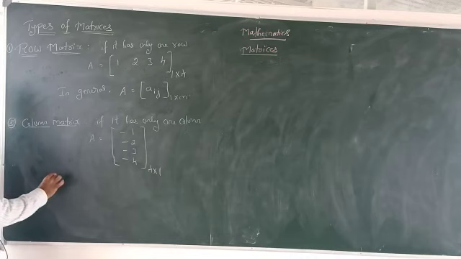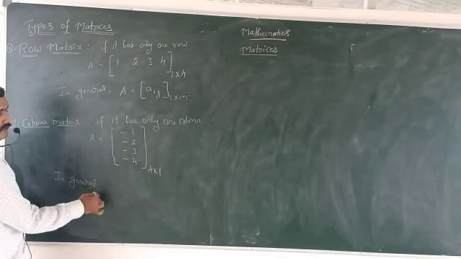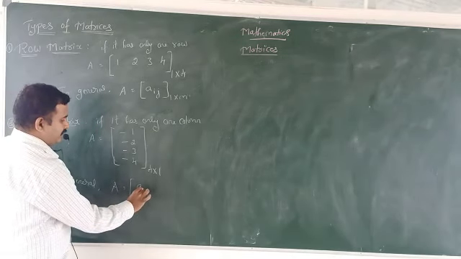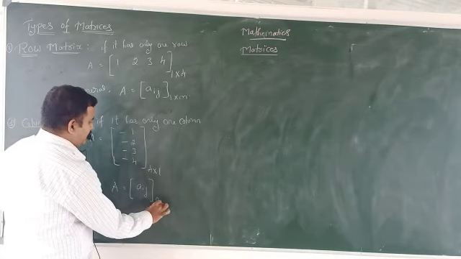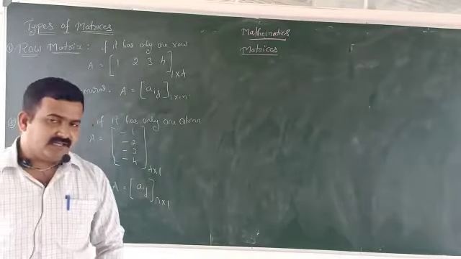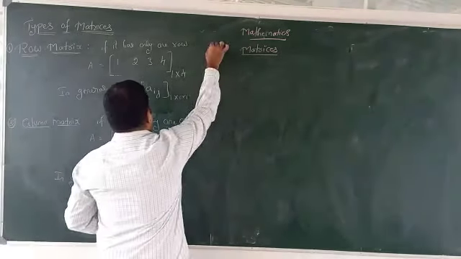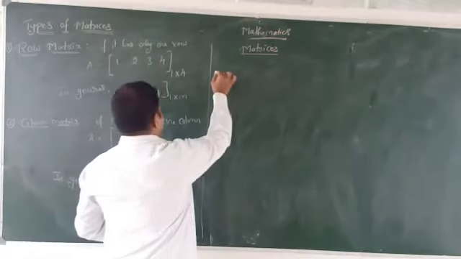In general, you can write A equals Aij, so n cross 1. Here n cross 1 tells us it is a column matrix. Now, next, let us pass on to the square matrix.